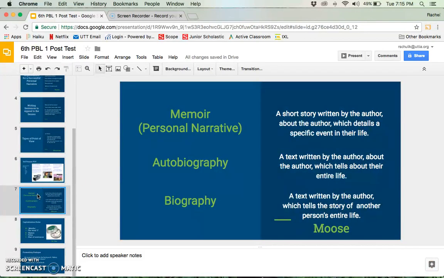So then we're going to talk about the similarities and differences of memoirs, which are personal narratives, autobiographies, and biographies. Our memoirs are short stories written by an author about that author, and they describe specific events in their life. Autobiographies are somewhat similar to memoirs in that they're also written by the author about the author, but these tell us about the entire life of the author, not just one specific event. And finally, we have biographies, which are similar to autobiographies in that they tell us about the entire life of someone, but these are a text written by the author which tells the story of another person's entire life. And there we have our third clue word, which is moose.